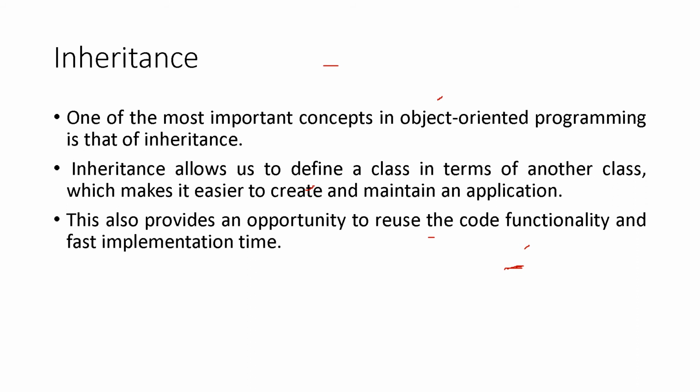That is what is written here. Inheritance allows us to define a class in terms of another class. That is, a feature of the parent can be called with the help of a feature of the child. That is what inheritance is: it allows us to define a class in terms of another class. With the help of a class, you can call another class also. And that is reusing capacity. And that is another important concept of OOP.